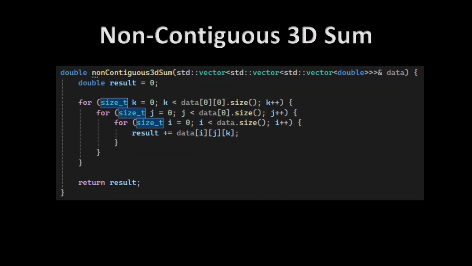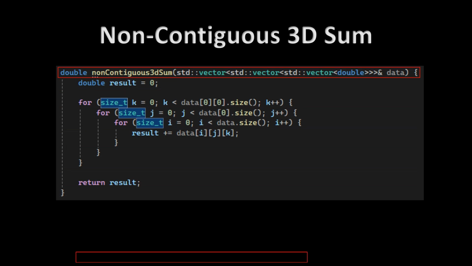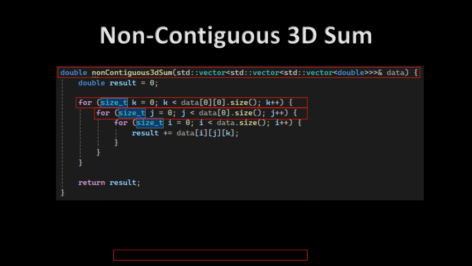The first function, non-contiguous 3D sum, calculates the total sum of elements within a 3D vector, employing nested loops with the order k, j, and i. This specific loop sequence causes non-sequential memory access, as the innermost loop accesses elements that are not contiguously stored due to C++ row major memory layout.